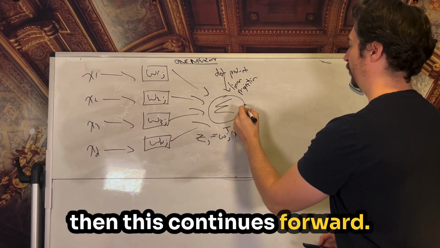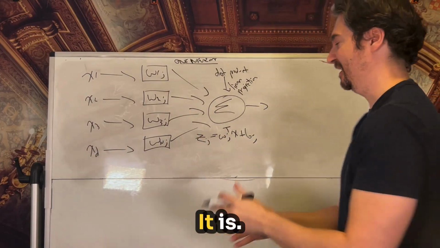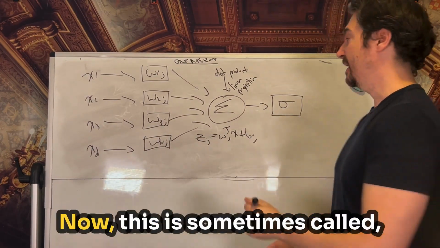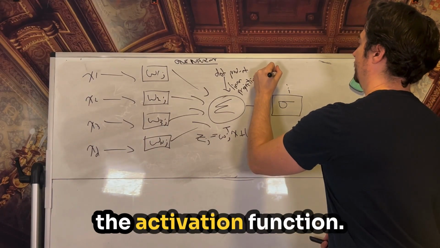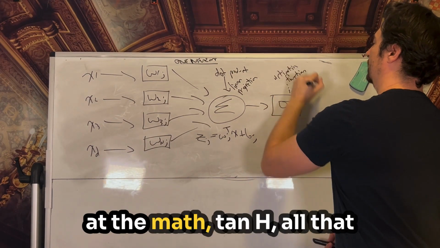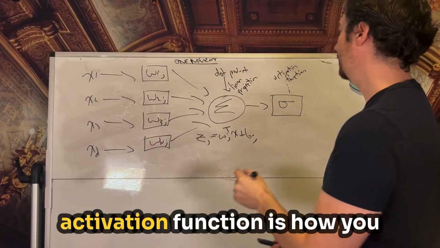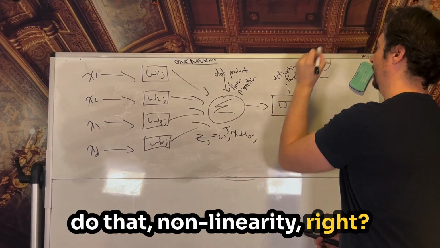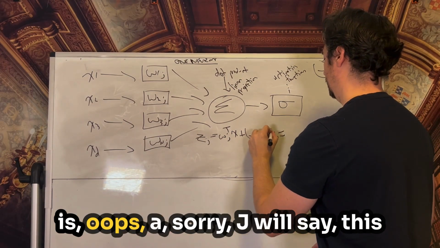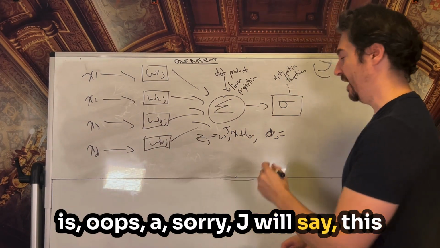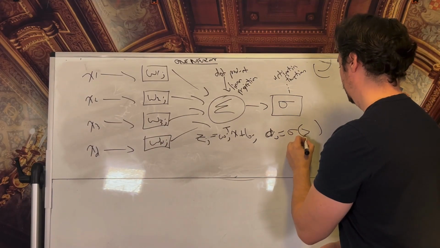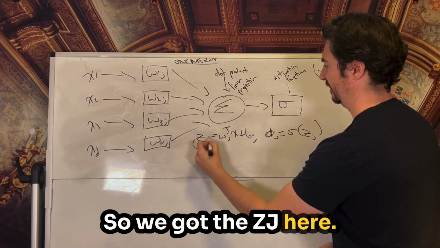And then this continues forward. This is just what the neuron's doing, right? We've already talked about all this, but I just want to put it into pictures. That's that sigma. Now this is usually called the activation function. Remember we looked at the math, tanh, ReLU, all that kind of stuff, where the activation function is how you do that nonlinearity. And so we could say this is sigma on the Z_j. So we've got the Z_j here.